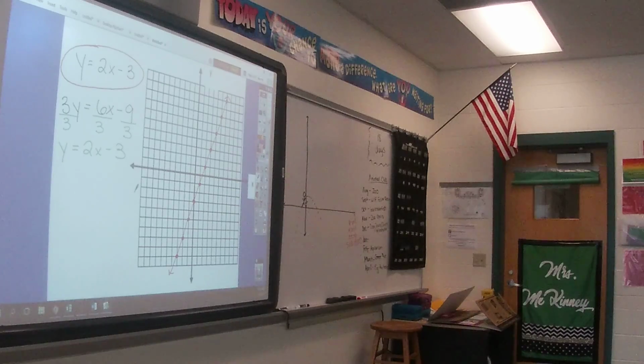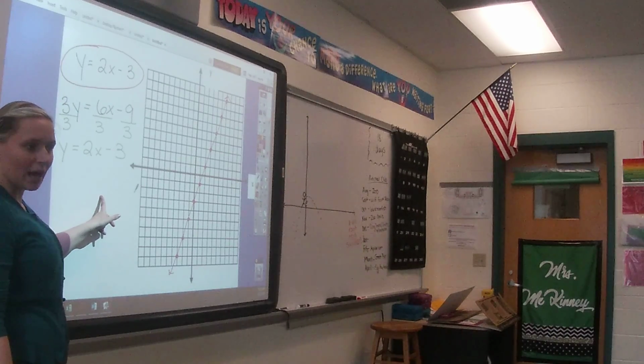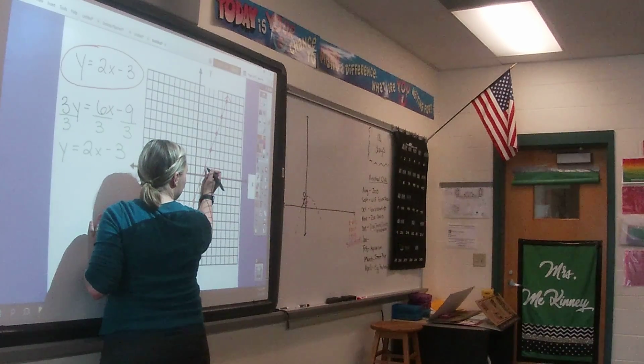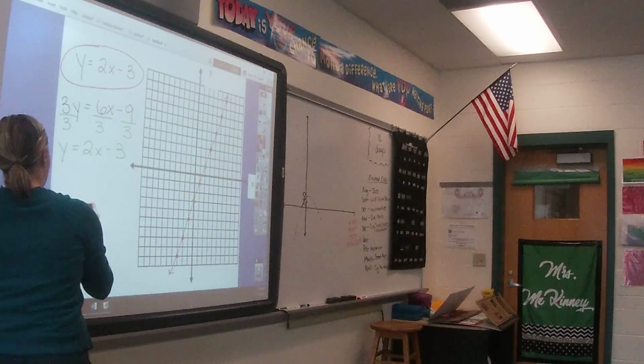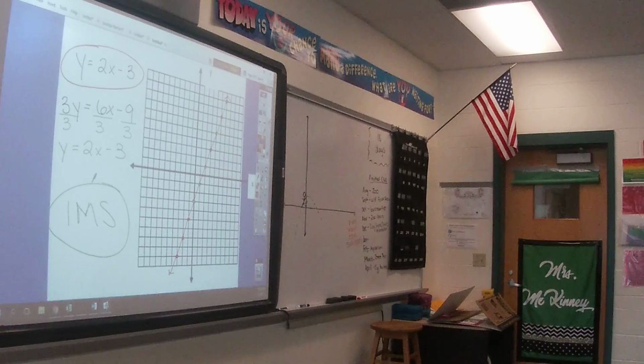Okay, so what do we notice now, Lily? It's infinitely many solutions. This looks exactly the same as the other one. So if I go to graph this, it's exactly the same as the other one. So we have infinitely many solutions.